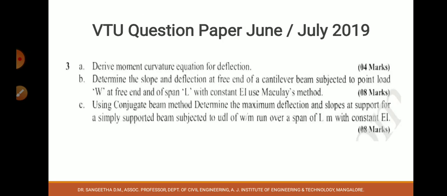June-July 2019, we have some theory questions here. Derive moment curvature equation for deflection. Determine slope and deflection at free end of cantilever beam subjected to point load W at free end and span of L with constant EI. Use Macaulay's method. So instead of numericals, you have to just use this W and you have to derive that part. Method of solving will remain exactly the same way.